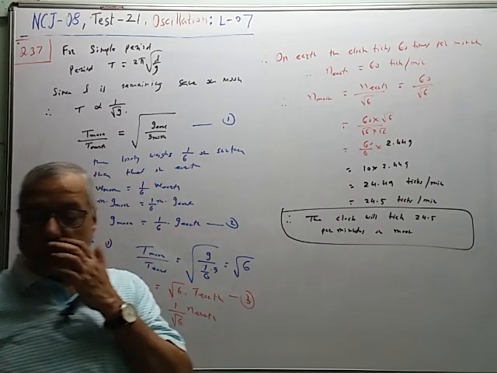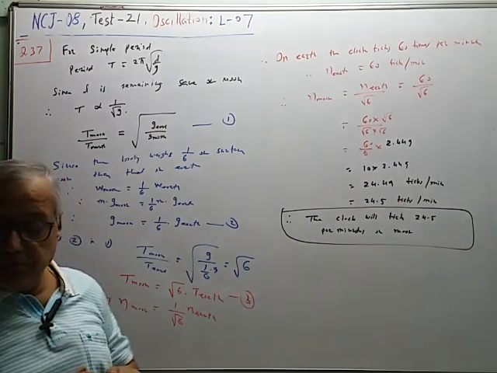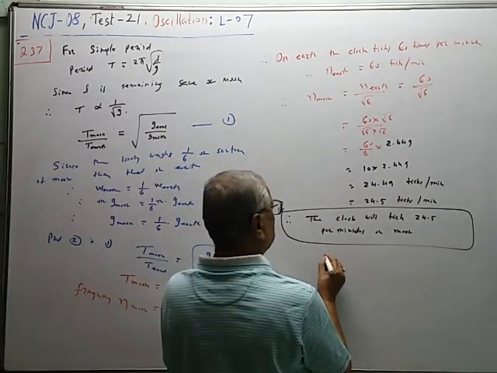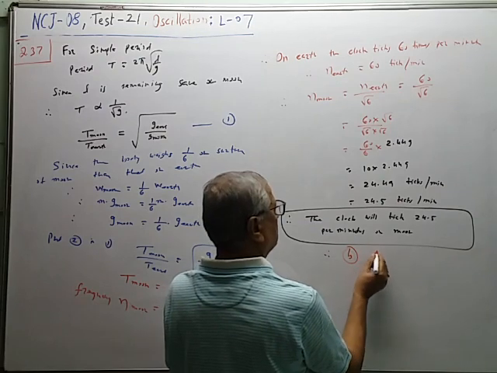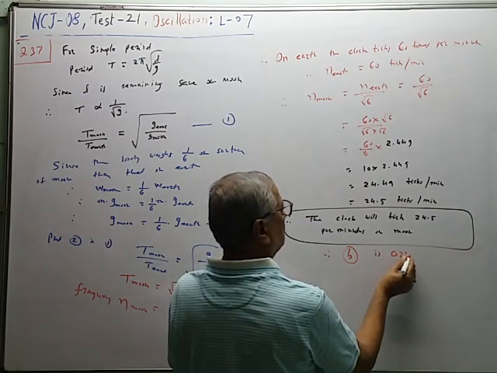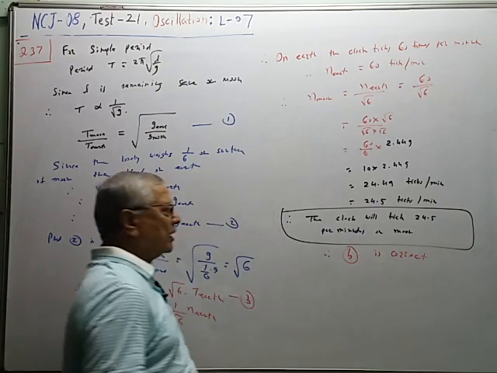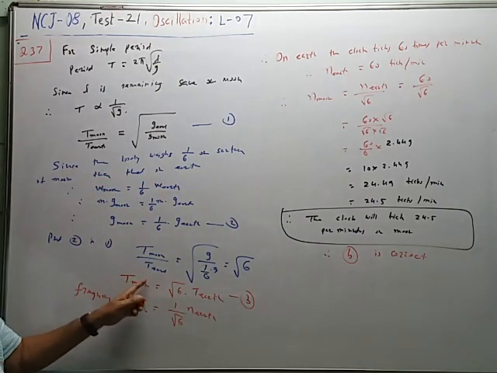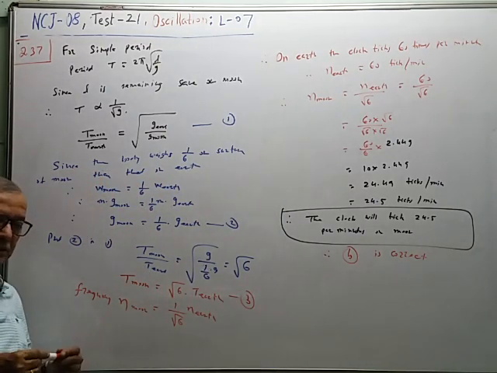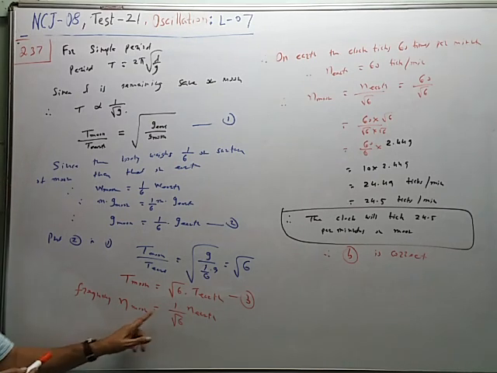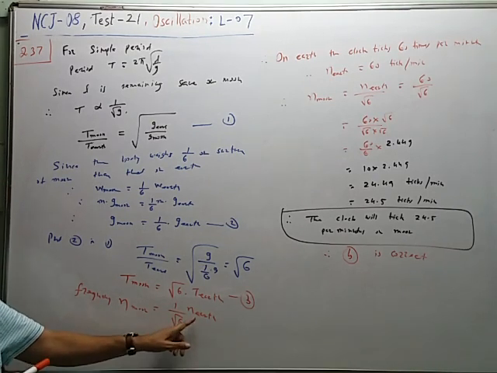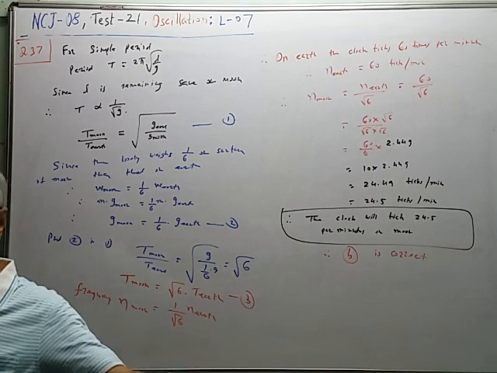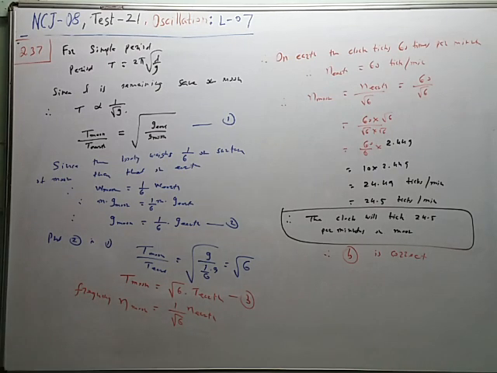Like this. So the correct answer is B. We have to find frequency, not period. The reciprocal of the period will give the frequency. So the frequency of ticking on the moon is 1 upon root 6 times the frequency of ticking on the earth of the clock. Like this.